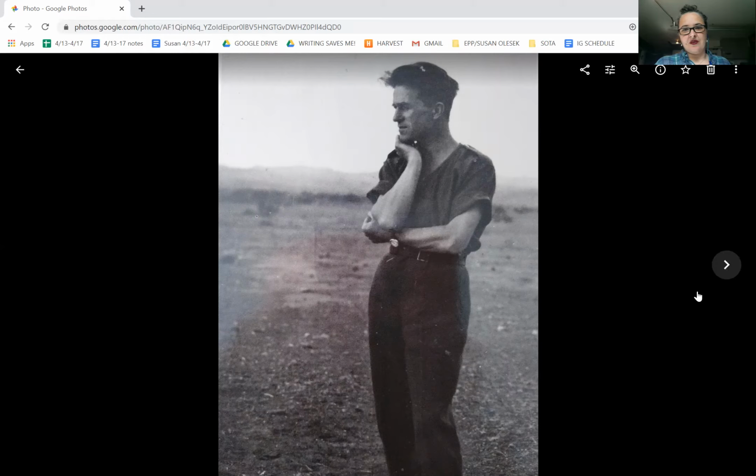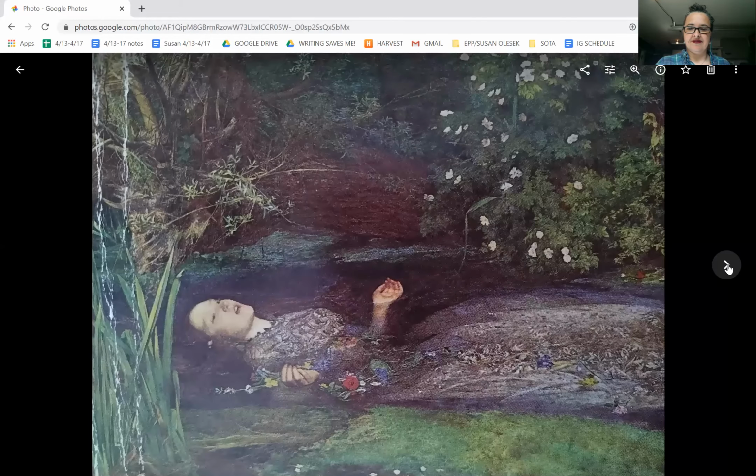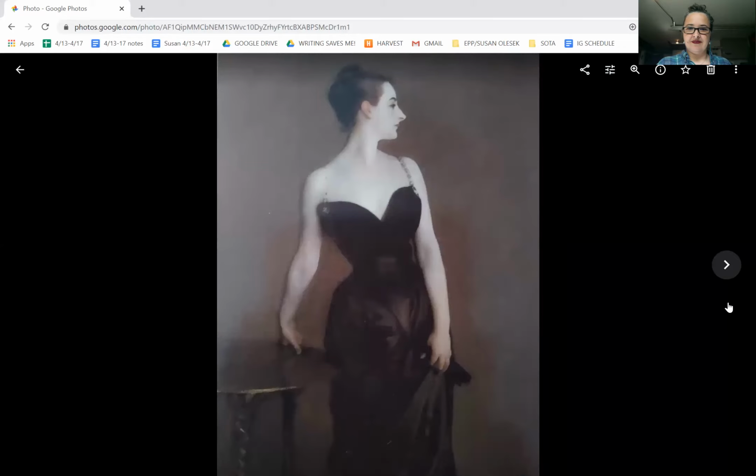I discovered when I was going through my postcards that I like pictures of people in contemplative poses, like this one. What's he thinking about? Here's a picture from a literary source. For those of you who've read Hamlet, you may recognize this image. Who is this woman? What's happening? What's about to happen?